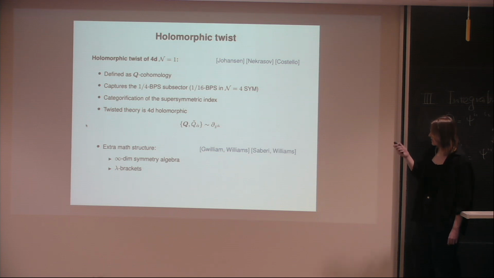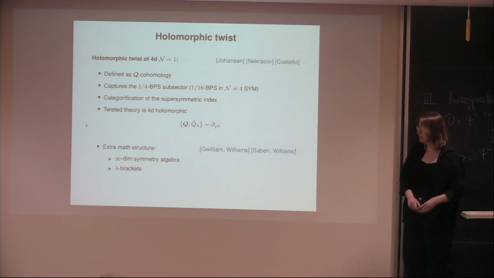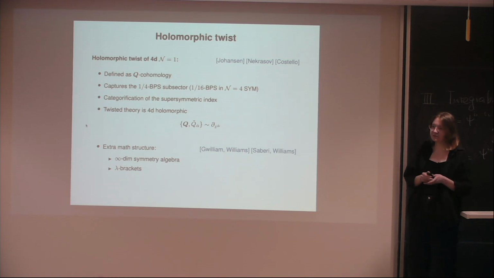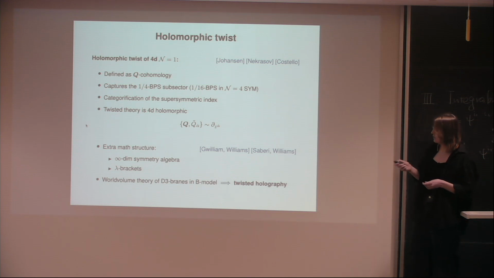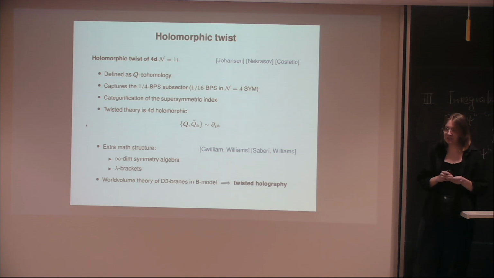It turns out that these holomorphic theories in higher dimensions have a lot of interesting mathematical structure. For example, they have infinite-dimensional symmetry algebras, but I will not talk about this today. Finally, these holomorphically twisted theories appear as worldvolume theories of D3 branes in the topological B model. So one could try to study the holographic dual of this BPS subsector, and this has been called twisted holography.